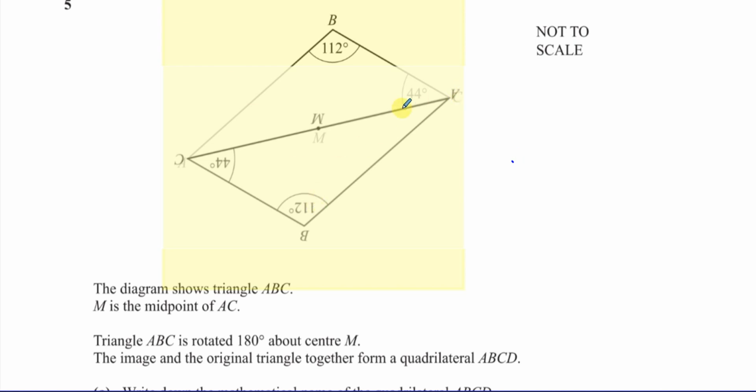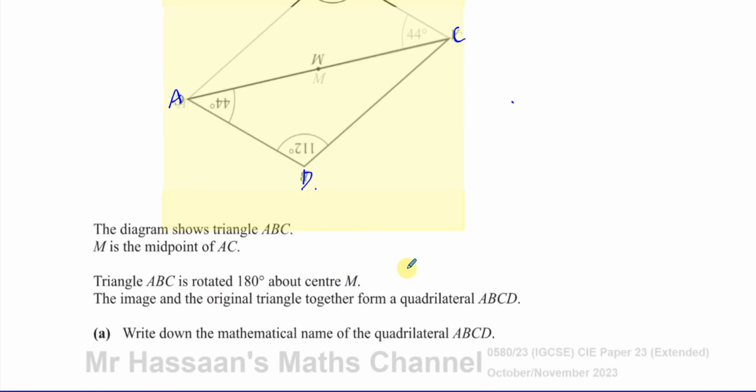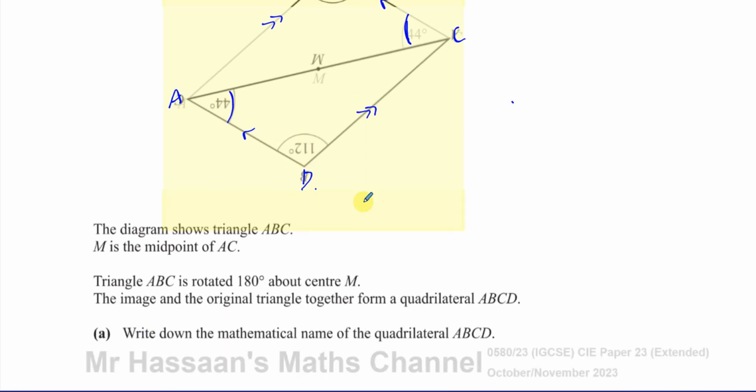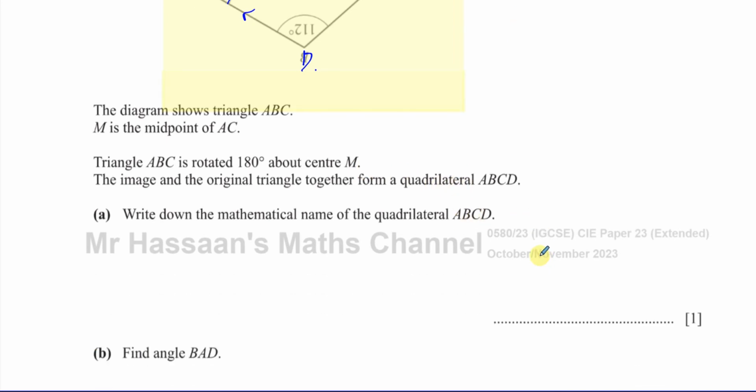So we had A, B. So this was A, this is B, this was C, and now this is going to be D. So that's now the parallelogram ABCD, and we can see that this side is parallel to this side, and this side is parallel to that side, and this angle is 44. This angle is also 44. As we can see, the opposite angles are equal. All right, so we can see it's a parallelogram.